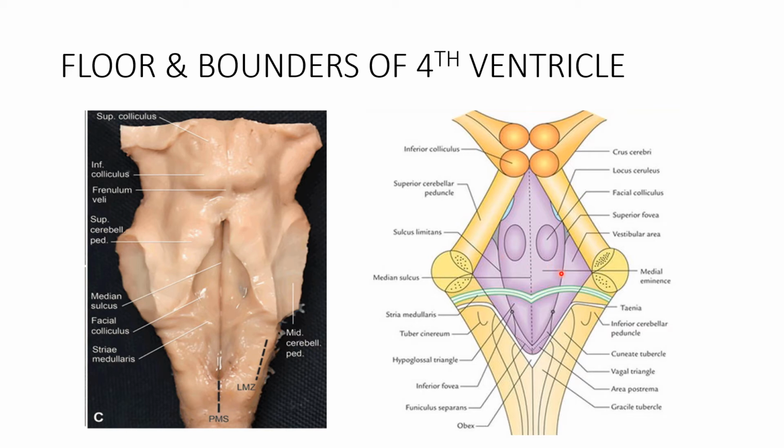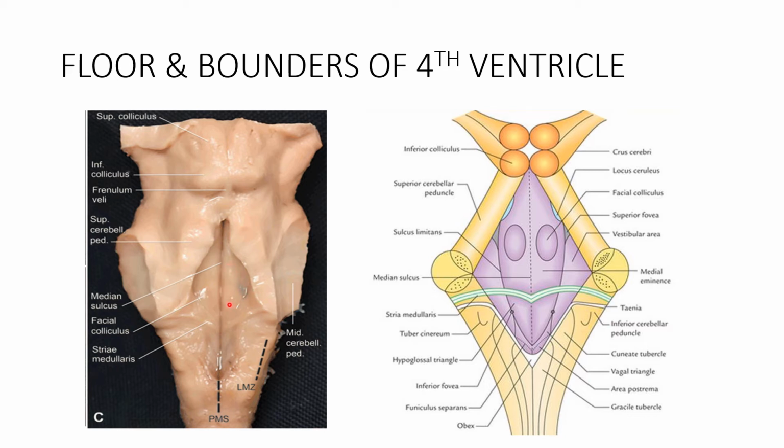The sulcus limitans divides each half of the floor into two areas: the medial area, called the medial eminence, and the lateral area, called the vestibular area. We can appreciate over here the medial eminence and the vestibular area. Beneath the vestibular area lie the vestibular nuclei.